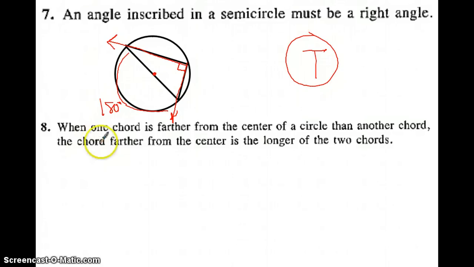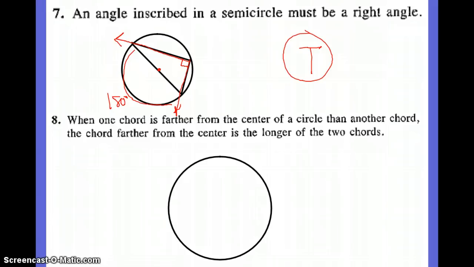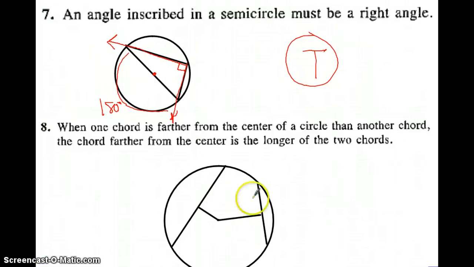Okay. When one chord is farther from the center of a circle than another chord. Okay, so I need a circle. I need two chords that are different distances away from the center. So there's one. Here's one that's sort of closer. And that's trying to be wacky, but it can't really be that wacky. Okay, if that's the center of the circle, there's the distance from that chord to the center, if that's perpendicular, and here's this chord's distance to the center. Okay, so yeah, distance to the center is defined by this little thing.